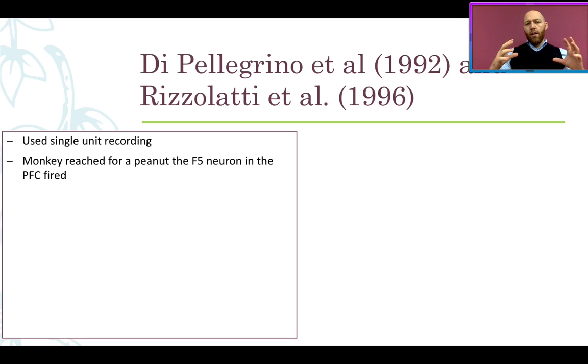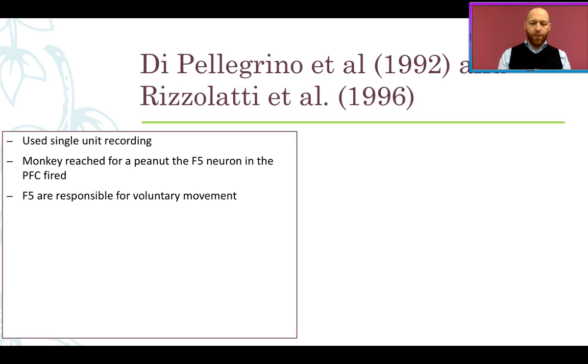Rizzolatti is credited with the discovery of mirror neurons and some of the early work with them. And he used something called single unit recording. Now this is an ingenious technique that allows scientists to actually record the activity of a single neuron. A monkey reached for a peanut, and the F5 neuron in the prefrontal cortex fired.